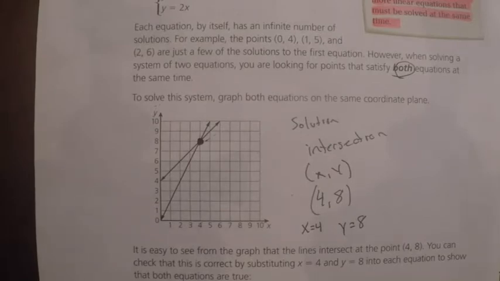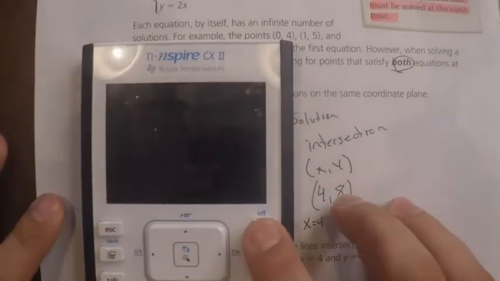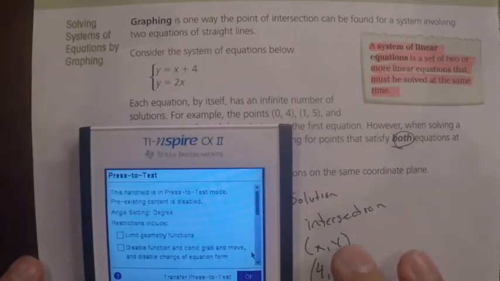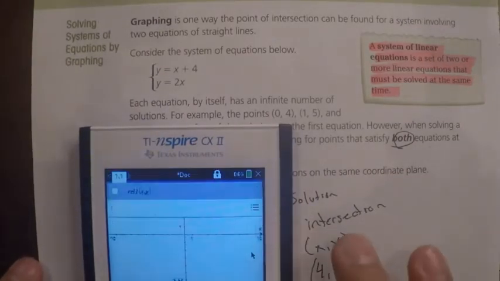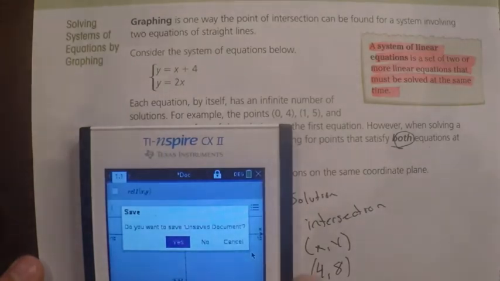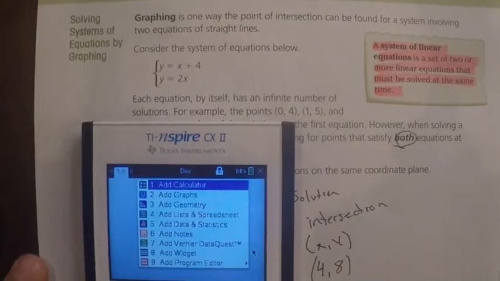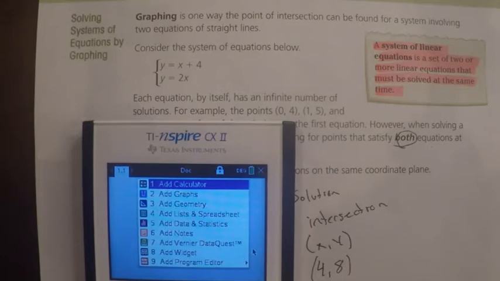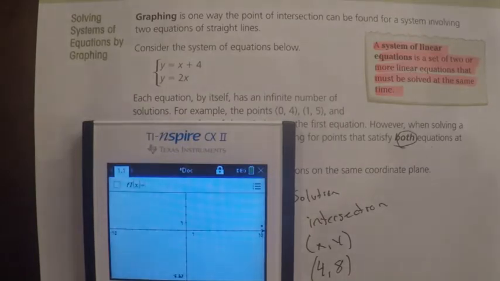If we're taking a look on our calculator and we want to put those in, we start at the home screen. Here, if we wanted to graph them, we can go to graph, and then type in our first one. Remember, if it's f of x, we can just write it as x plus 4. Hit enter. Then we hit tab, do our second equation, which is 2x. Enter. And we're looking for their intersection.